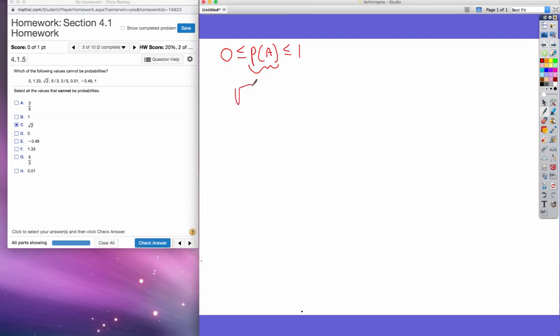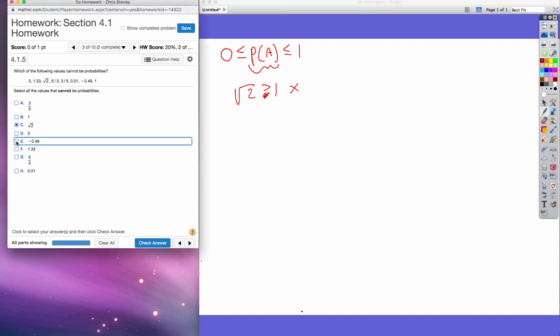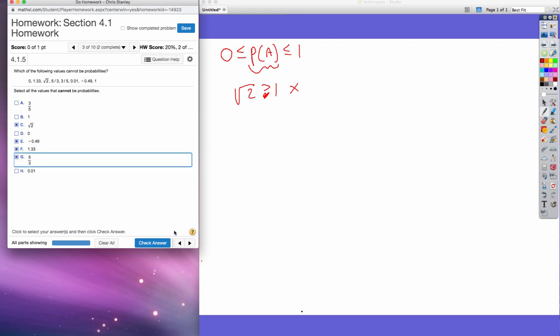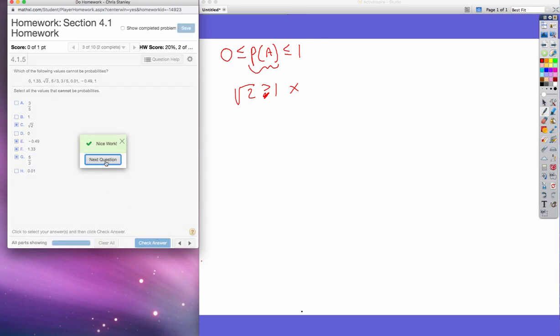So the square root of 2 is bigger than 1. Not equal to, just bigger than. So that can't be a probability. 0 can be a probability. Negative can't be a probability. Can't be over 1. 5 over 3, check that, that's over 1. 0.01, that's good. That's in between 0 and 1.